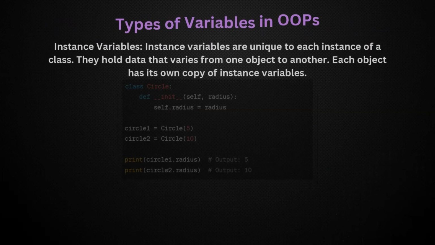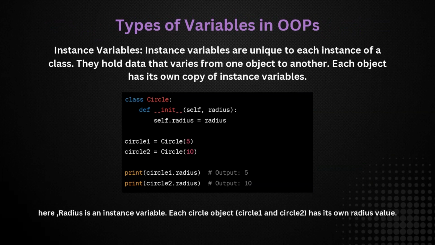Okay, so now let's understand what are the various types of variable in OOP. So there are two types, instance and class variable. Instance variables are unique to each instance of a class. Instance means object. So variables which are unique to every object are known as instance variables, and they hold data that varies from one object to another. For example, we saw in the previous example that every player has its own name, score and health, right? So each object has its own copy of the instance variable.